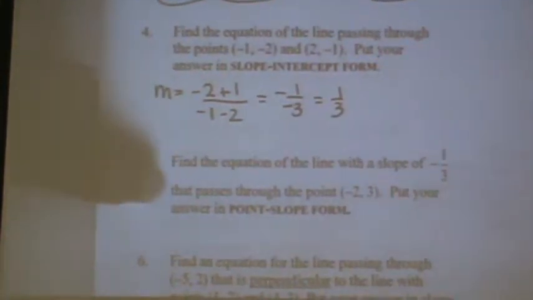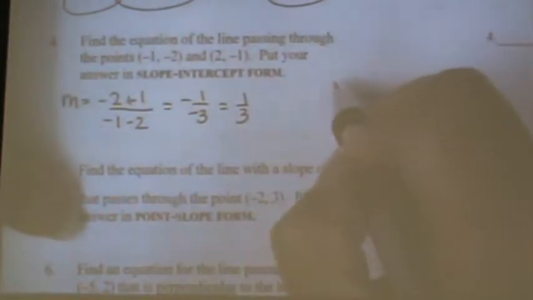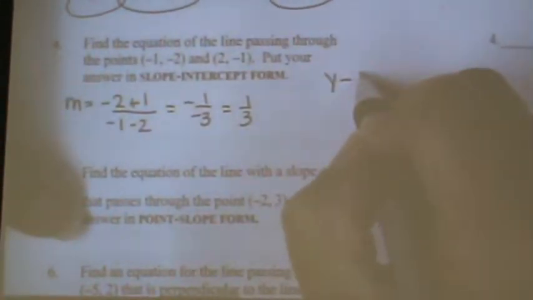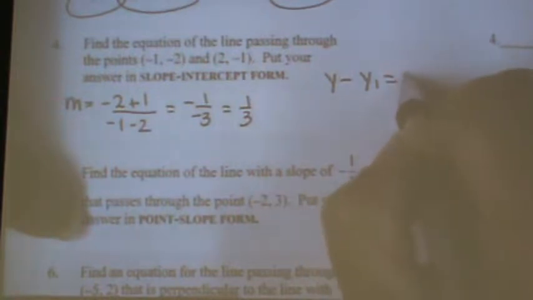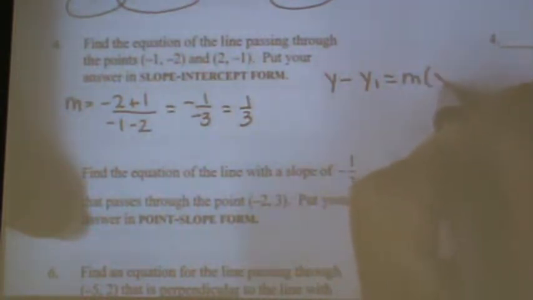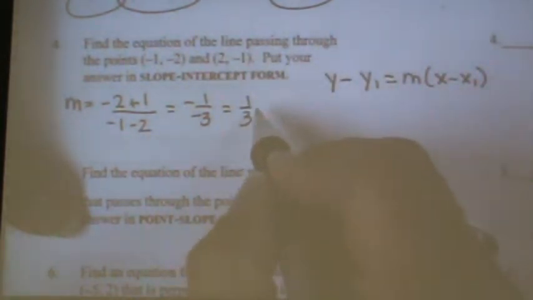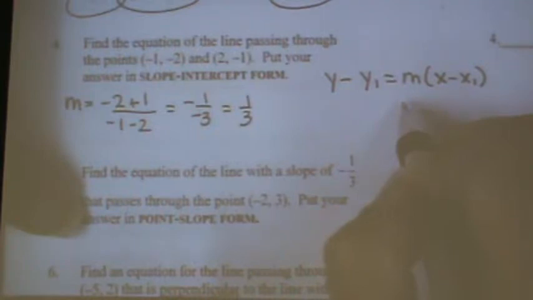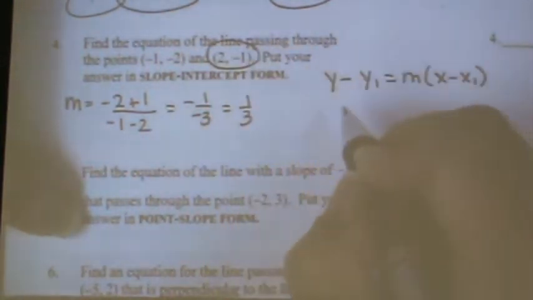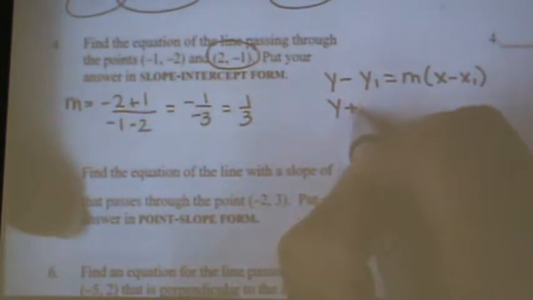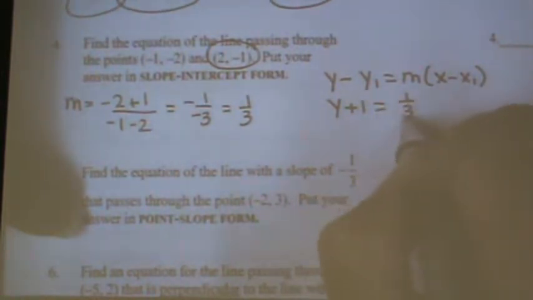The negatives cancel. Now what I did was I went to point slope form. Now there's different ways to do this. Here's point slope form. Pick one of these 2 points and the slope and plug it in here. So let's use this point right here. So you're going to write y plus 1 equals 1/3 times x minus 2.